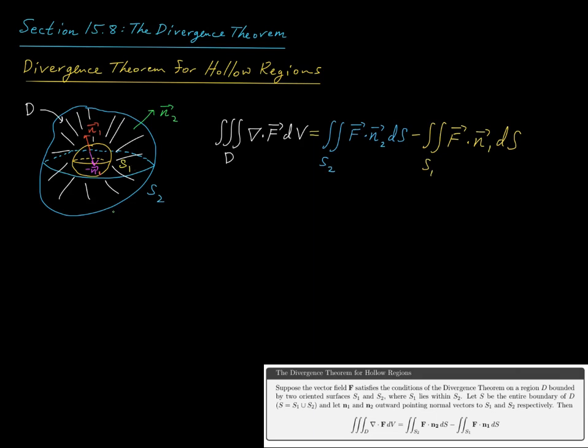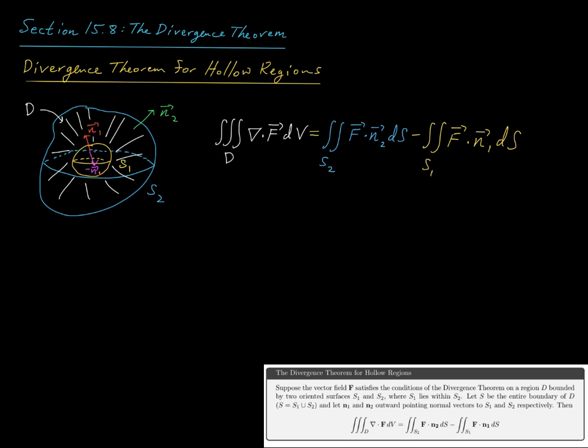All right, in this video, we're going to look at a modified form of the divergence theorem, which our book calls the divergence theorem for hollow regions. Suppose the vector field F satisfies the conditions of the divergence theorem on a region D bounded by two oriented surfaces. We have S1 in yellow sitting inside S2 in blue, and D is the region bounded by these surfaces that's shaded in white here.